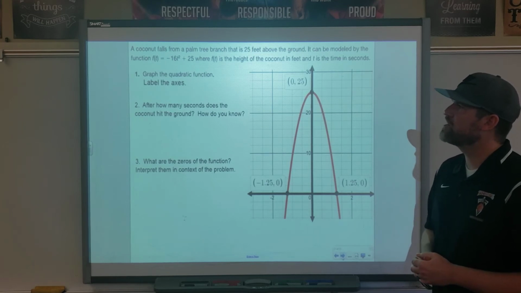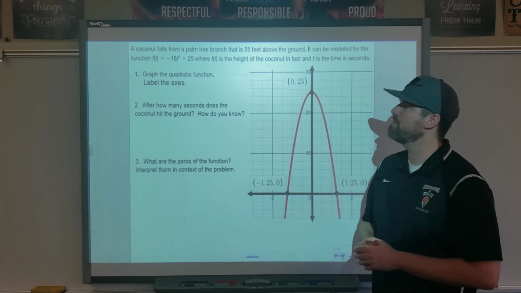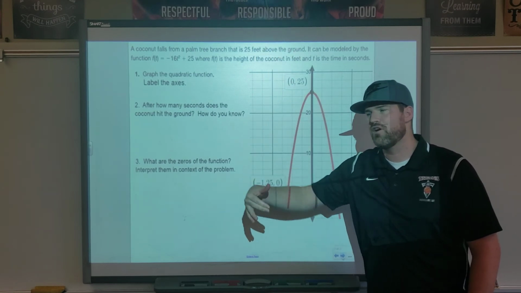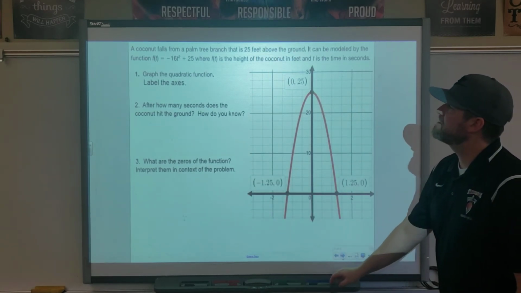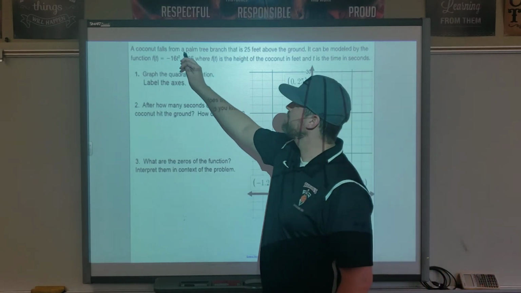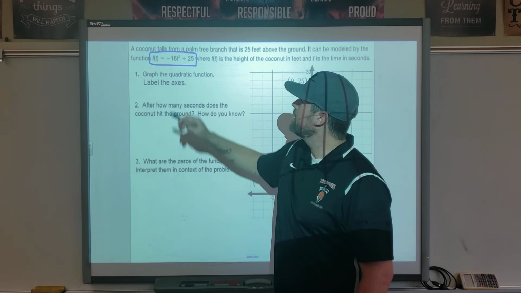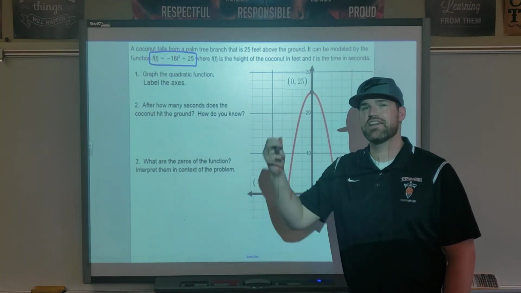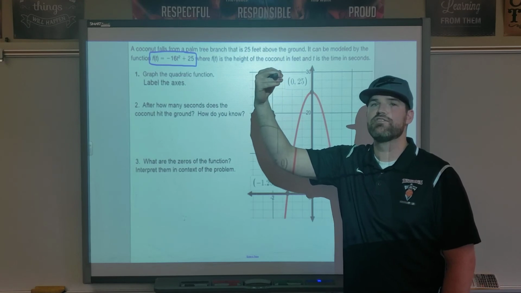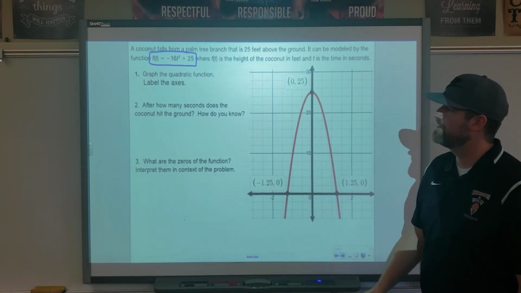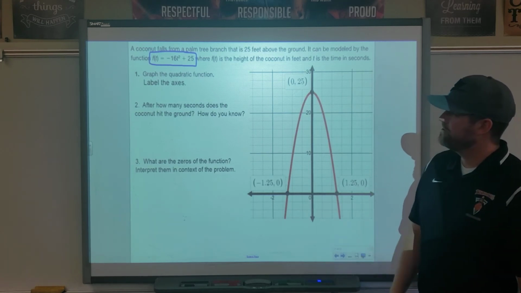So now we're going to look at a coconut that is falling from a palm tree. So it's already up on the tree and it breaks off and it falls down. It says that it began 25 feet above the ground and it can be modeled by this function. Now you might notice there's no b value. Well, the b is the velocity, and if it just breaks off, it has no velocity to start. It gains velocity as it goes down due to gravity, but that's why there's no b value.